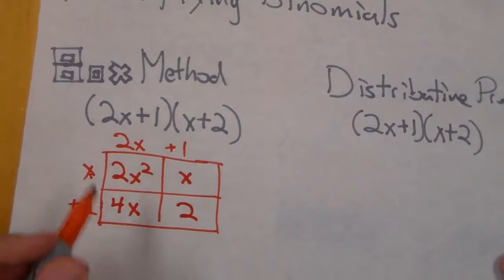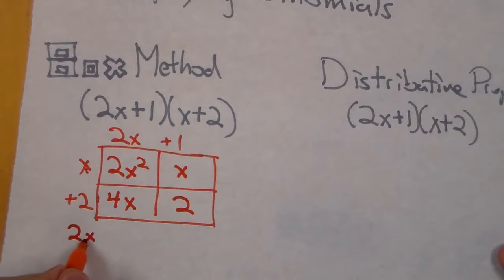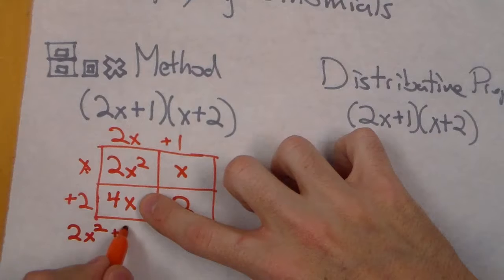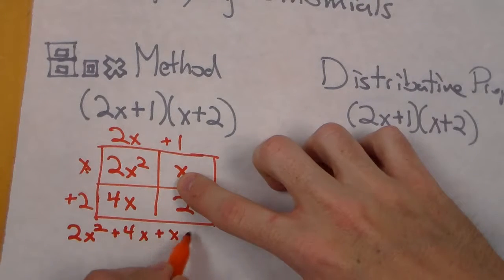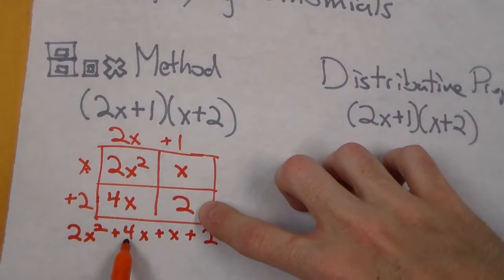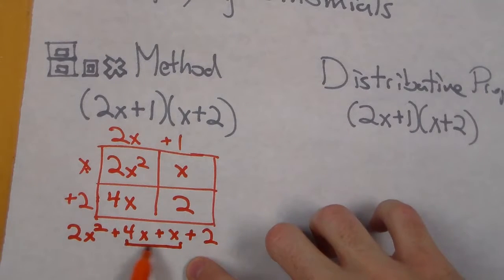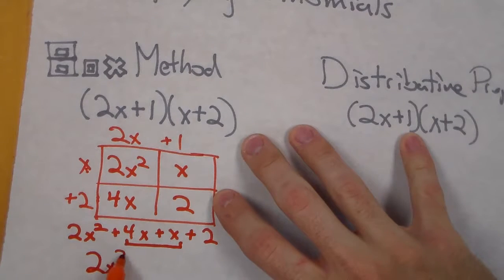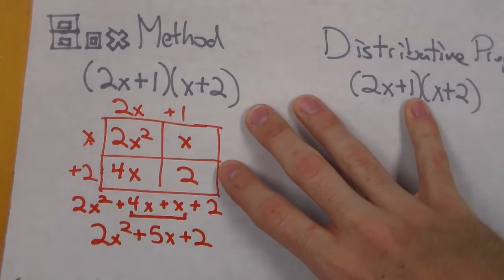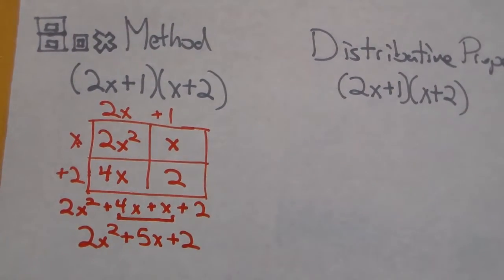Now, once I have all these terms, I can write them out, and I get 2x squared plus 4x plus x plus 2. And in doing so, I have these like terms here, so it's actually 2x squared plus 5x plus 2. Okay, let's go over and look at distributive property.